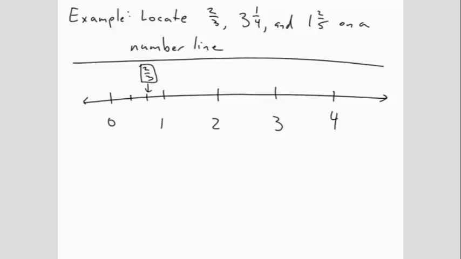The number 3 1/4 is between 3 and 4. The denominator tells us we need to break this into 4 equal parts, and 3 1/4 is at the first mark. The number 1 2/5 is between 1 and 2. The denominator tells us we need to break this into 5 equal parts, and 1 2/5 is at the second mark.